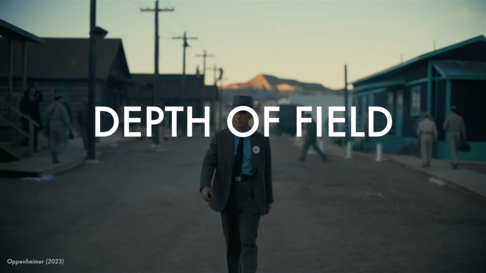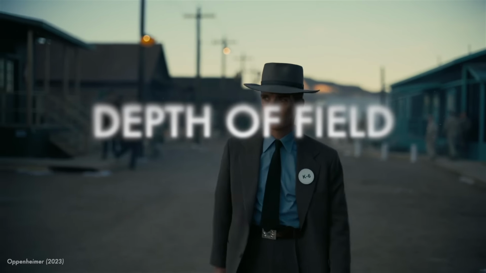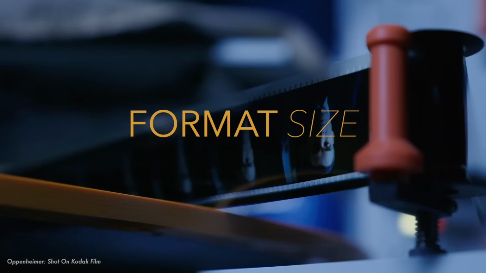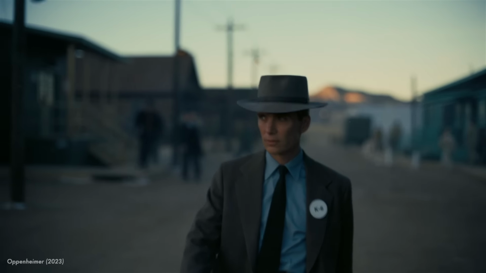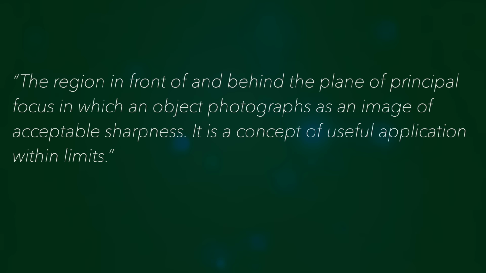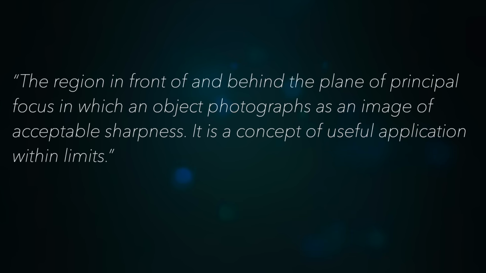You've likely heard the assertion that larger formats will give you a shallower depth of field. But there are only 4 factors that have a direct impact on depth of field: focal length, distance to the subject, the acceptable circle of confusion size, and aperture. Notice that format size is absent, and yet the misconception persists. But what exactly is depth of field? The American Cinematographer Manual defines it as the region in front of and behind the plane of principal focus in which an object photographs as an image of acceptable sharpness. It is a concept of useful application within limits. Note within limits, as in depth of field doesn't actually have any sharply defined limits.